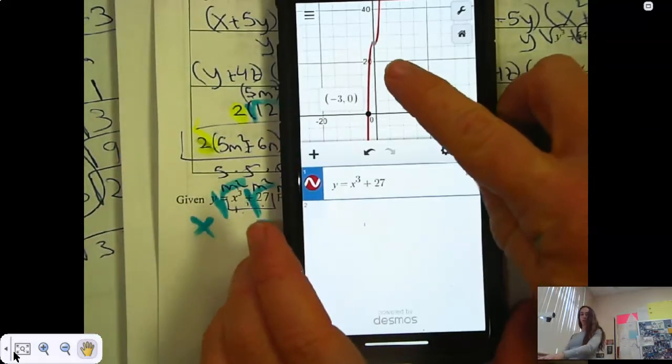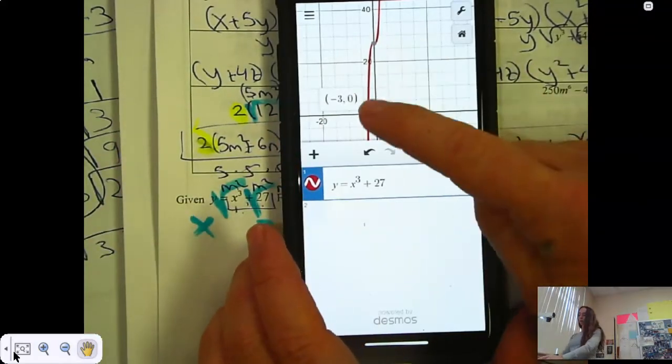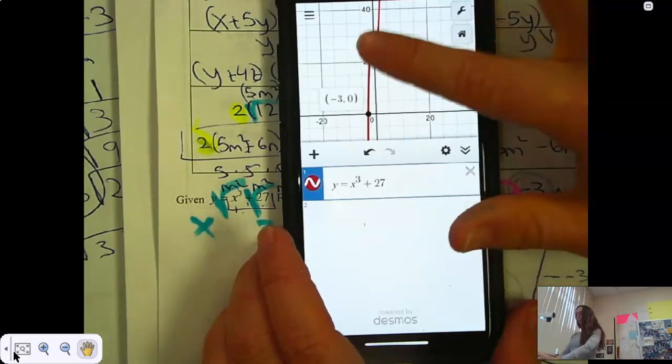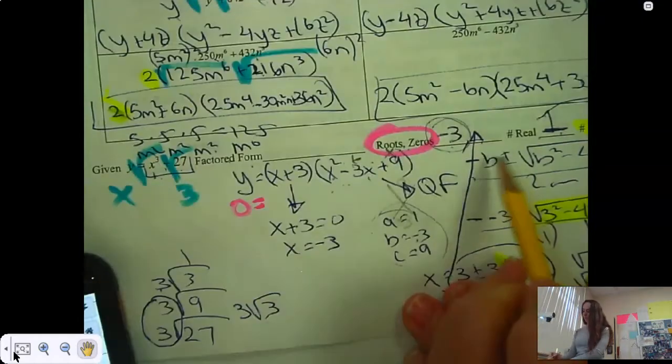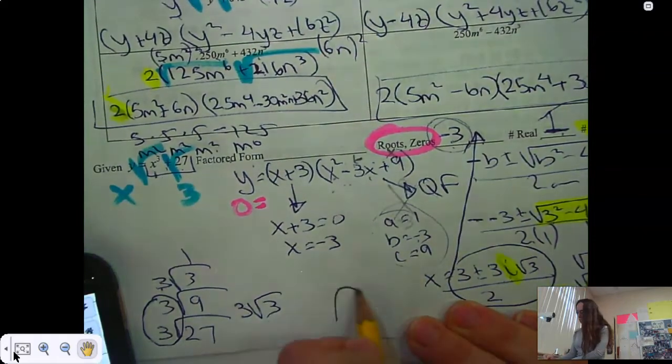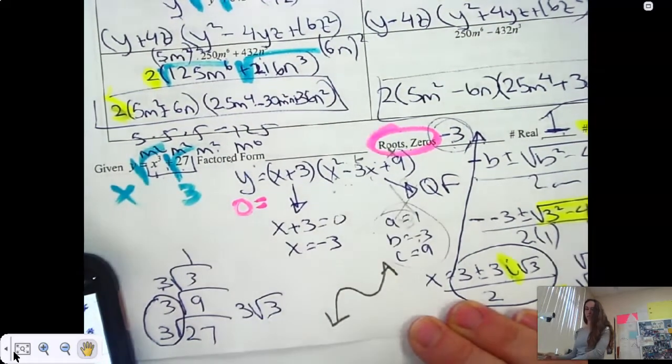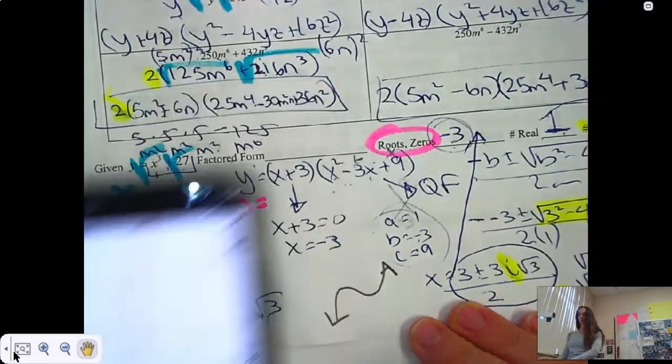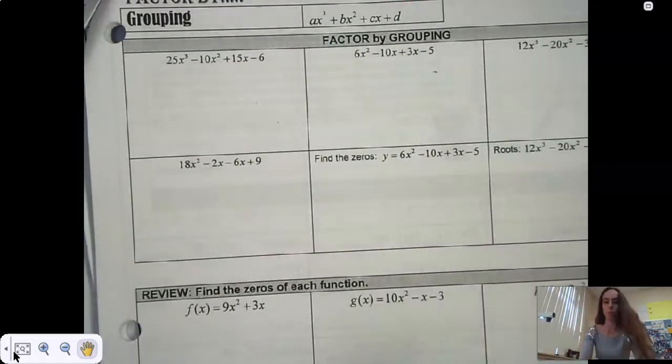But I have to show that it's a cubic function. So right now, if I only gave 1 zero, I would think it was a line. But it is cubic, so that means that accounts for my 2 imaginaries. So remember, a cubic function looks something like this, which is why it looks like that. Okay? All right, let's go to the next page, which is factor by grouping.